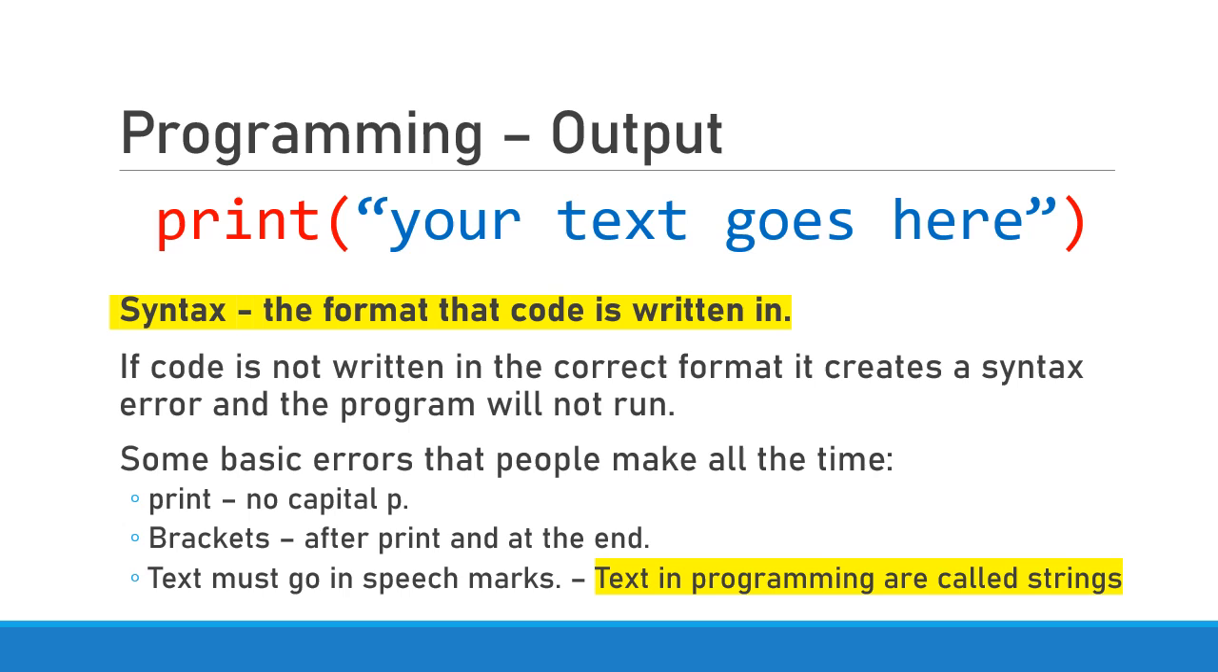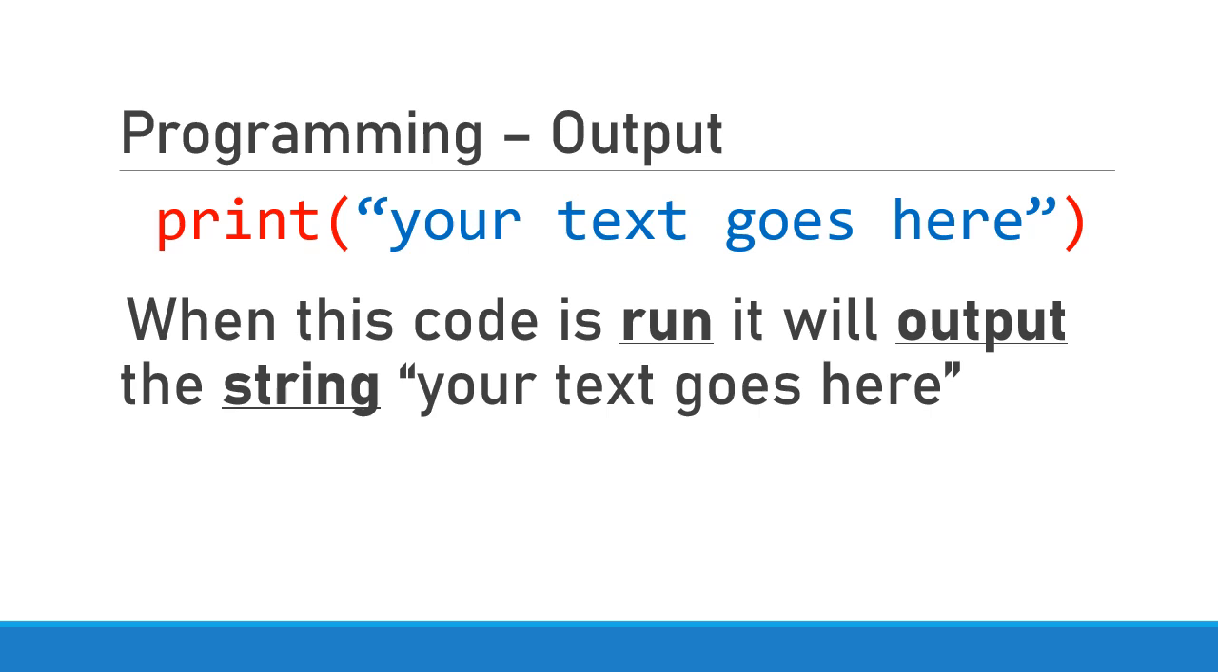Now, in the previous lesson, we learned about how to output something to the screen. It doesn't really matter what it was. We were able to output some strings to our screens. We know that we were outputting strings because that part in the bracket is some text that is surrounded by speech marks. We know that we're outputting because we're using that keyword print to get something output on our screens. So when this code is run, it will output the string, your text goes here.